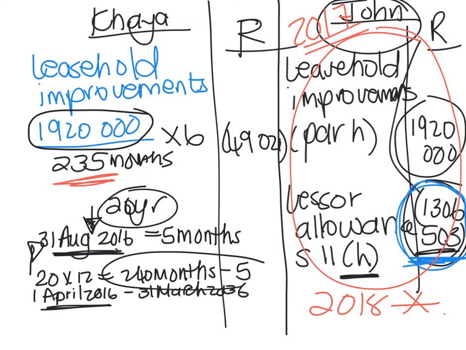What's going to happen in the 2018 year of assessment for Kaya is that we're going to do exactly the same thing. We're going to say what is the amount according to the lease agreement, 1.92, divided by 235, because when this leasehold improvements were completed, there was 235 months remaining on this lease agreement. But for 2018, instead of multiplying by 6 months, we are going to multiply by 12 months. And that's going to give us round about, nearly 100,000 deduction for Kaya in 2018.